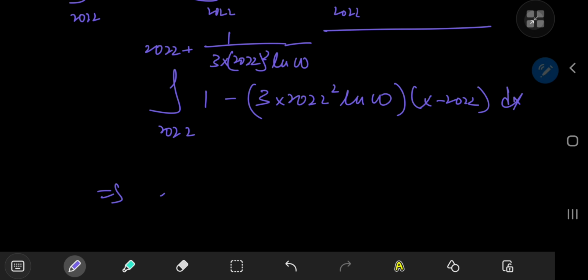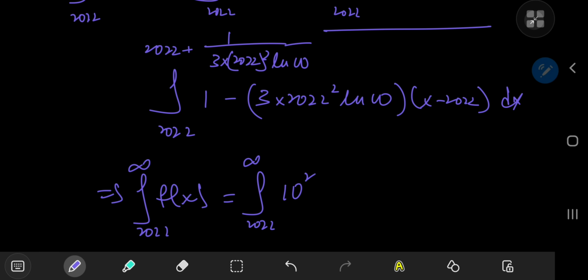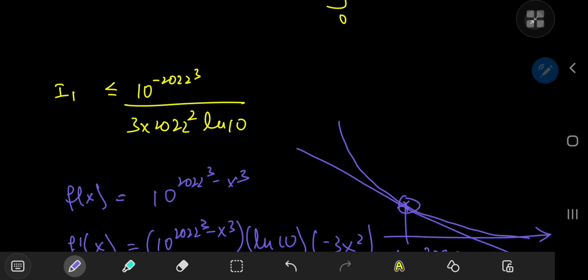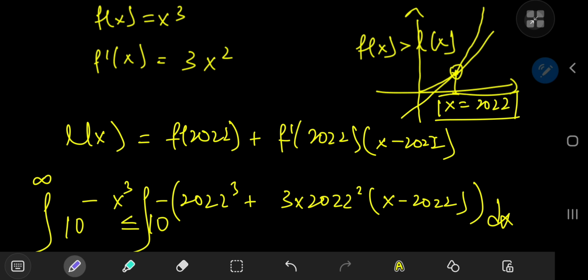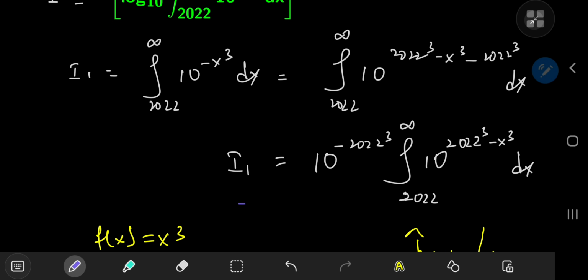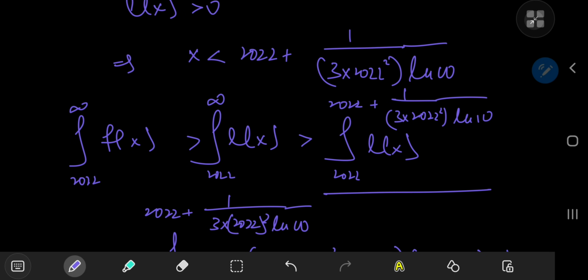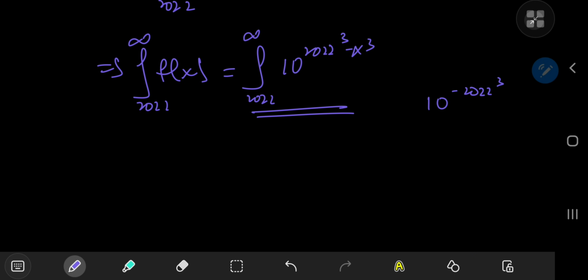Anyway, so this implies that the integral of f of x from 2022 to infinity, which equals the integral from 2022 to infinity of 10 to the 2022 cubed minus x cubed. And all you have to do is multiply this thing by 10 to the negative 2022 cubed, and we'll recover our integral I sub 1, correct? Where did it go? Yeah, right up here. So then we'll recover the integral I sub 1. So let me just scroll back down. Okay, cool. Yeah, there we are.